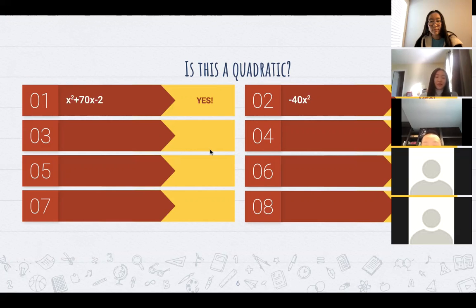Okay, so I see a few people saying yes, and you're right. Although the only term here is the x squared term, you can think of it as negative 40x squared plus 0x plus 0, if you want to think about it in that form. So as long as there's a variable with a squared, and that's the biggest one out of everything, then it's a quadratic. Okay, what about 16x plus 4?